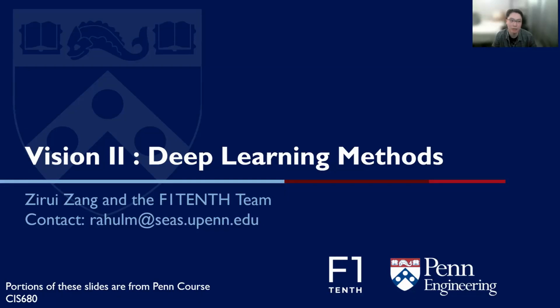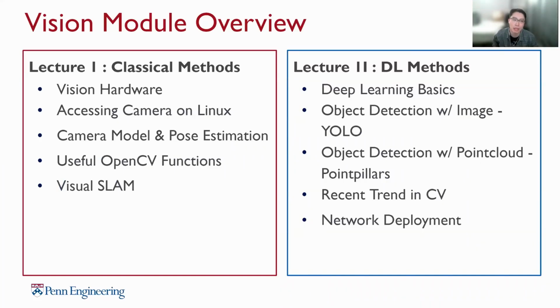This is the second lecture of the vision module in the F1TENTH course. Today, we'll talk about deep learning methods to show you how deep learning has revolutionized the field of computer vision. So last class, we talked about classical methods.